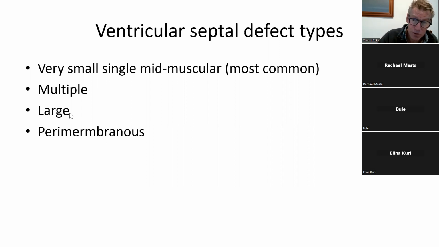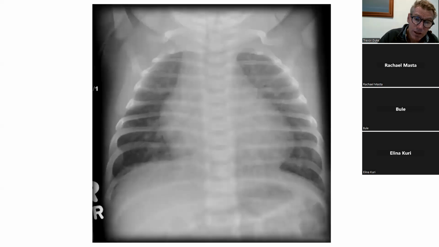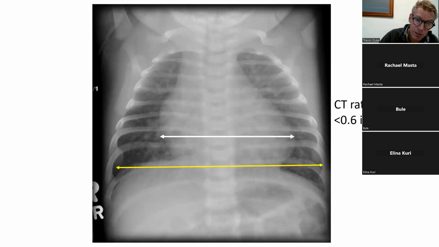Sometimes they can be large and present early, as I said, and sometimes they can be perimembranous, which just means it's close to the ventricular membrane. A perimembranous VSD is relatively common too. This is another X-ray, a different child, where you can see the common clinical features: a big heart with pulmonary congestion. That's how children commonly present with a ventricular septal defect.